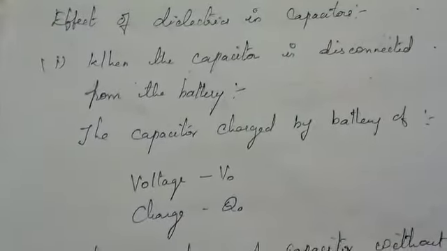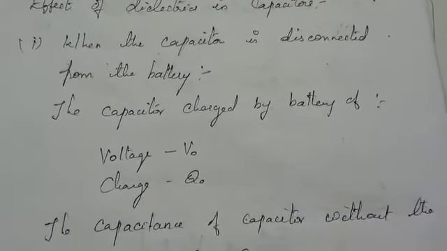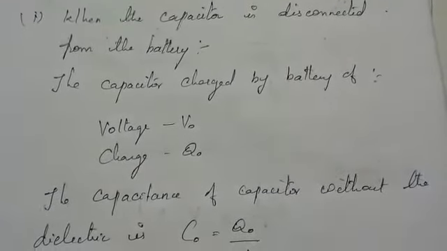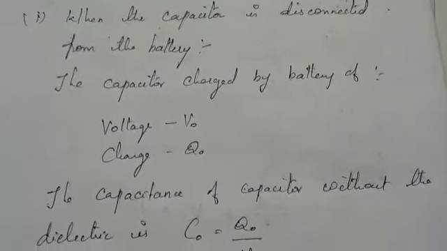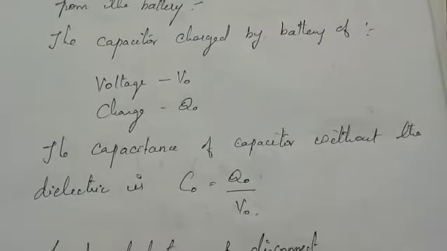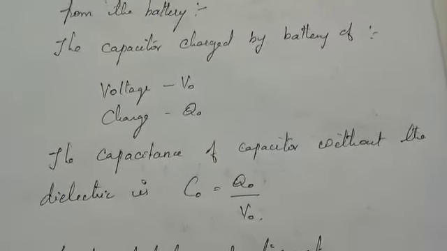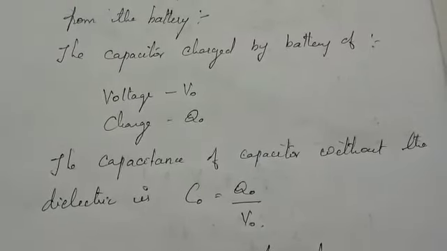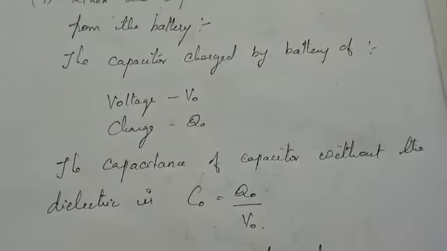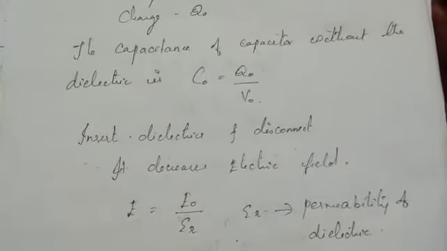Expression for the effects of dielectrics in capacitors. When the capacitor is disconnected from the battery, before that we have to connect the capacitor to the battery. At that time, the capacitor is charged by a battery of voltage V0 and the charge is Q0. The capacitance of the capacitor without the dielectric is C0 equals Q0 by V0. These are the values when the capacitor is connected to the battery. Then insert the dielectric and disconnect the battery connection.